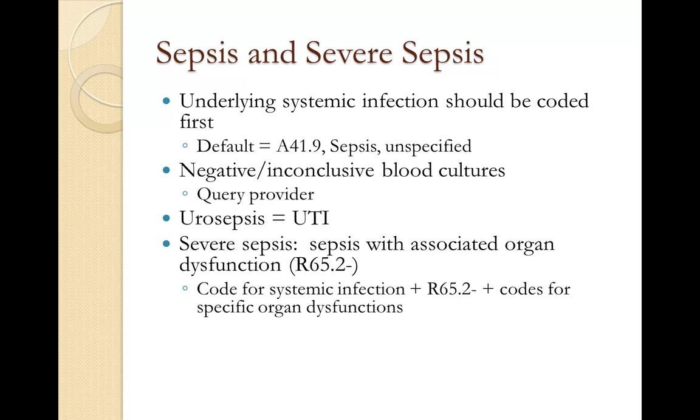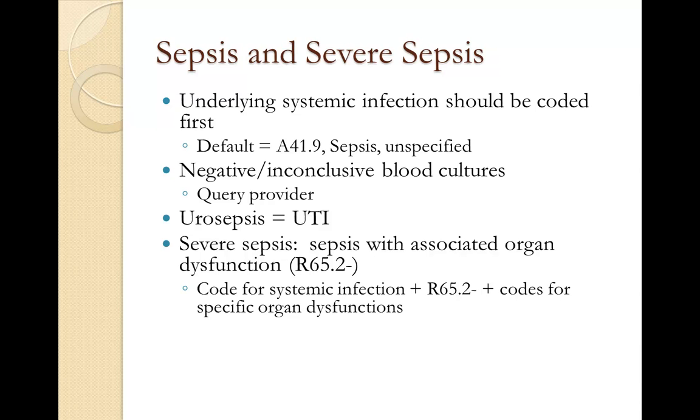If you don't know what it is, the default is A41.9, which is just unspecified sepsis. So your main term there is just sepsis, and you don't have any sort of subterm there. If you're looking at a chart that has negative or inconclusive blood cultures, typically with those you want to query their provider, because that's not going to be enough to code sepsis, but sepsis can get pretty severe, so it's something that we do want to capture if indeed that is what the patient has.